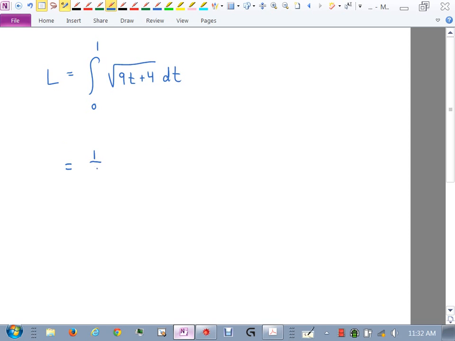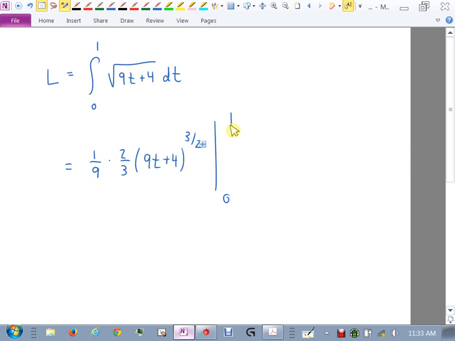All right, I think you get 1/9 times 2/3 times 9t plus 4 to the 3 halves, evaluated from 0 to 1. Let me just check that real quick. Derivative of this is that's gone, then you have the 1/9 derivative inside. Yeah, that should work. Okay? So I just did a basic u substitution here. U is equal to 9t plus 4, and then I worked it all out.